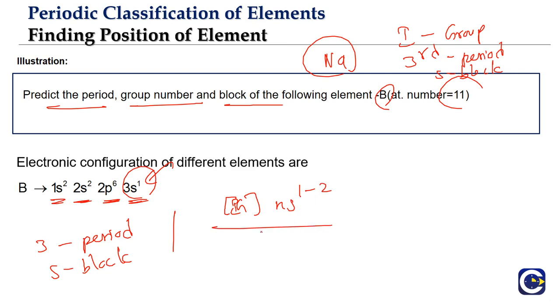Now the group number is given by the ns level electrons. Here 3s1. How many electrons are there? 1 electron. So it is a first group element. Number of electrons in the ns level is 1, so it will be a first group element. So this is how we will be able to solve these kinds of questions.